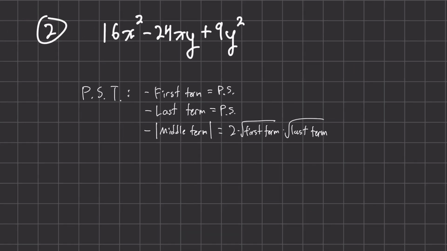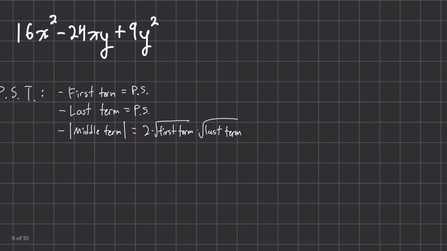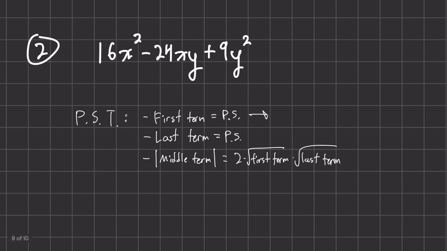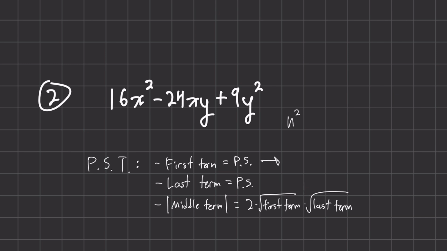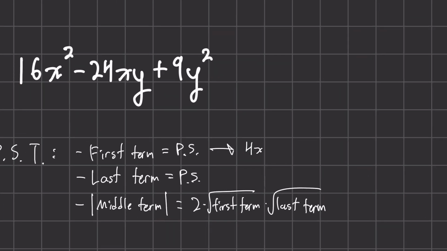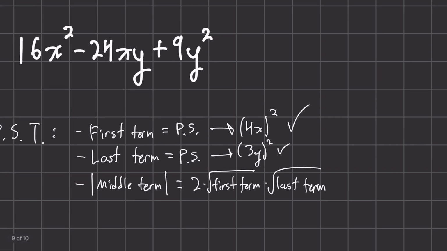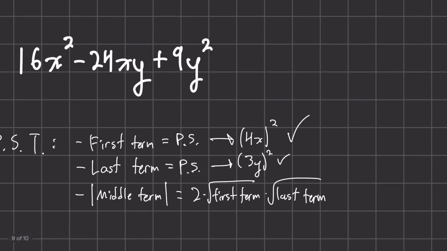Now let's see if this trinomial meets these criteria. So for the first part, how do you know if something's a perfect square? It's if you can write it in the form something squared. So let's look at the first one. Our first term is 16x squared. We can actually write that as 4x squared. So this is a perfect square. Now what about our last term? It's 9y squared, this one right here. And we know that we can write that as 3y all squared. So it meets that.